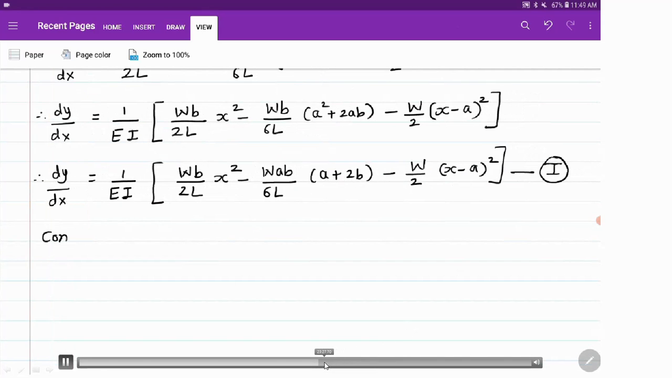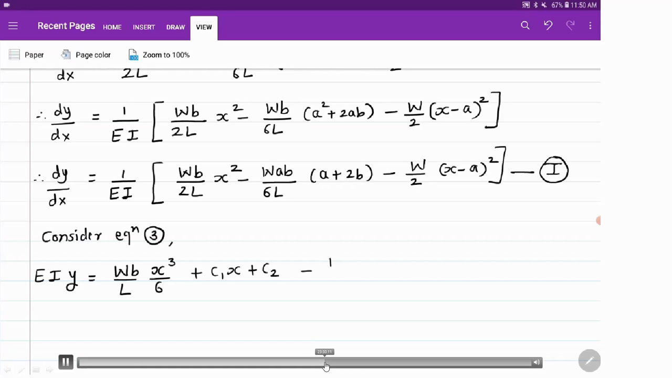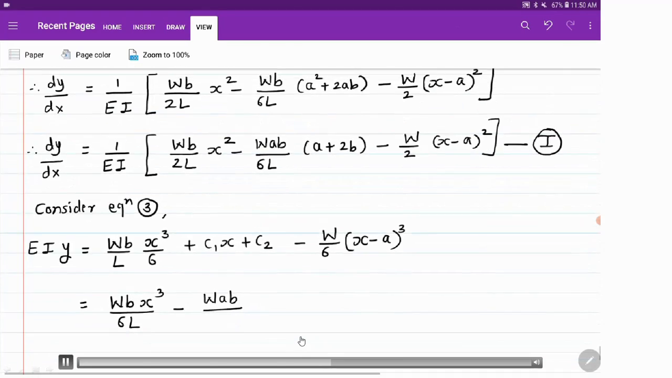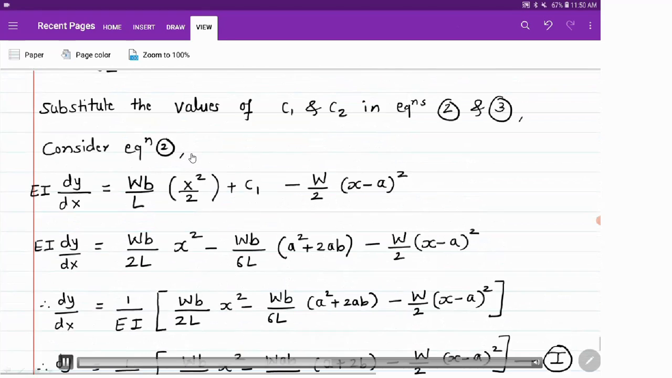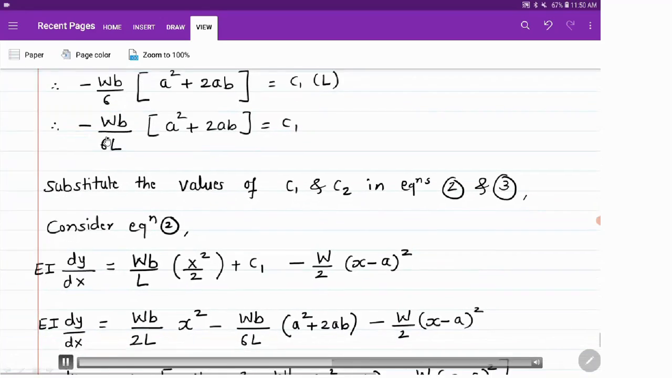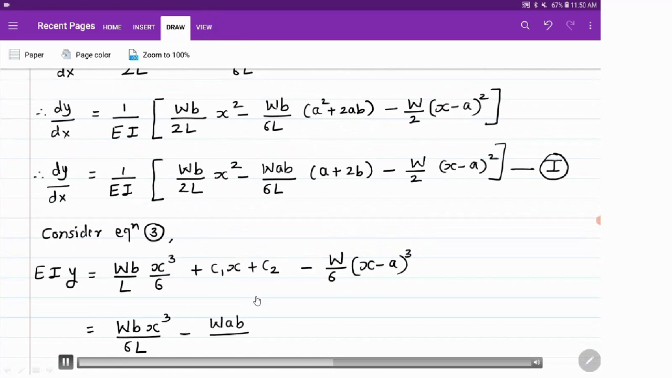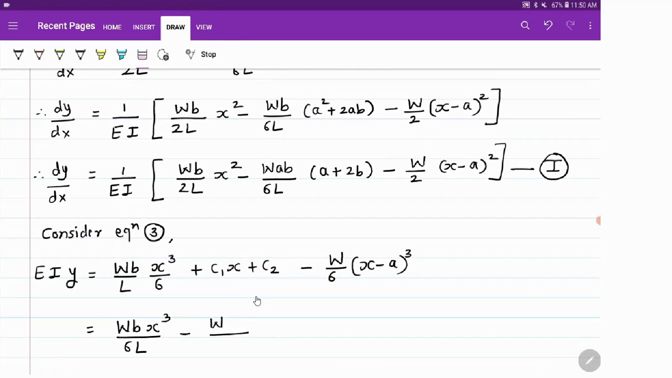Now we have to find out similarly the equation of deflection. So for that we have to consider equation 3, and in that particular equation 3 we have to substitute the values of C1 and C2. So let us substitute those values. The value of C1 is minus WAB. So let us see what is the value of C1. It is minus WB upon 6L in bracket (A square plus 2AB), and then you can take A common from that particular term.